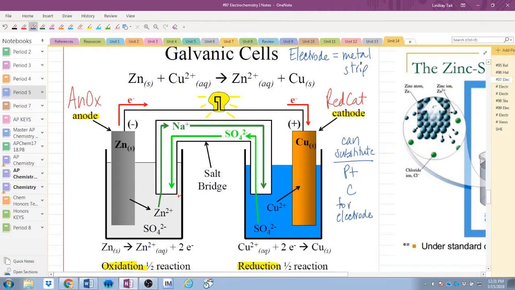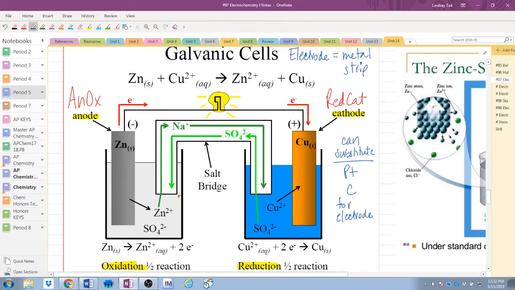Why these two? They are relatively inert, meaning they will not react with the other stuff going on with your half reactions, right? So sometimes you'll see these made of platinum or copper. I feel like we use copper a little more recently because it's cheaper, platinum a little more expensive, but historically we use platinum most of the time, right, for inert electrodes.